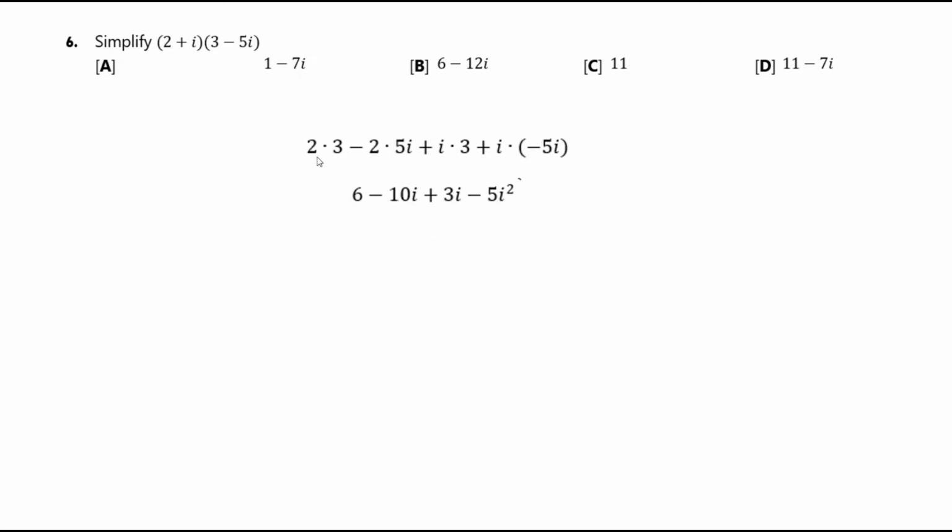In this case, we have 3 times 2 is 6, negative 2 times 5 is negative 10. Then we have 3i, and then we have negative 5i times i is negative 5i squared. Remember that i squared is equal to negative 1. So therefore, I'm going to replace i squared with negative 1 as follows. Then I'm going to go ahead and multiply. Negative 5 times negative 1 is positive 5. Now I'm going to combine my like terms. So I know 6 plus 5 is 11. And then I'm going to combine the negative 10 and the 3 for i. So I get 11 minus 7i. So the answer is D.